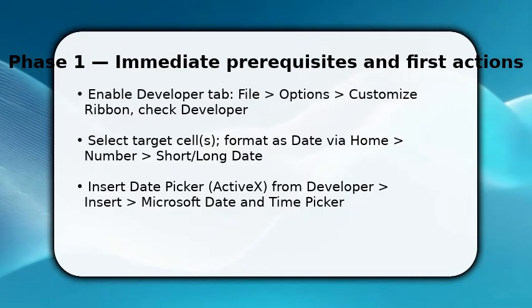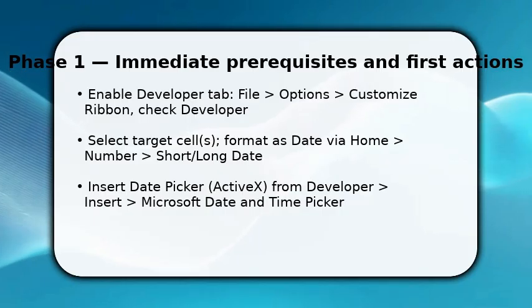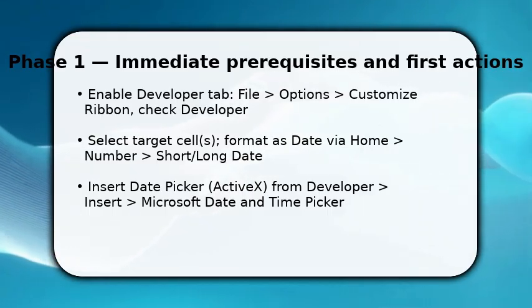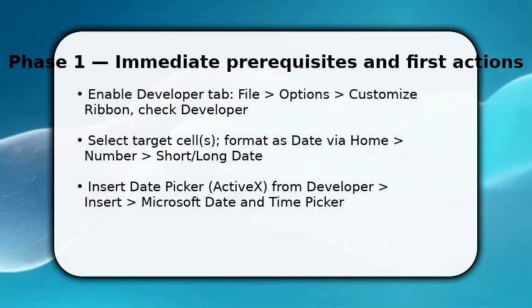You start by preparing where the date will live and ensuring the controls are available. First, enable the Developer tab so you can access ActiveX controls. Then select the cell or range and apply a date number format so Excel handles dates correctly. Next, insert the Microsoft Date and Time Picker or alternate date control from Developer Insert.